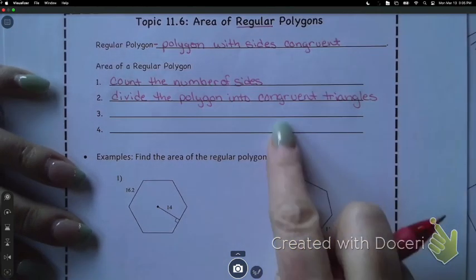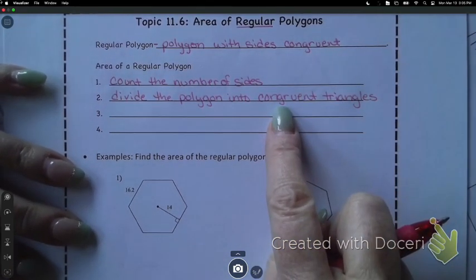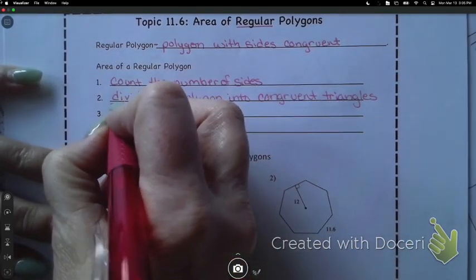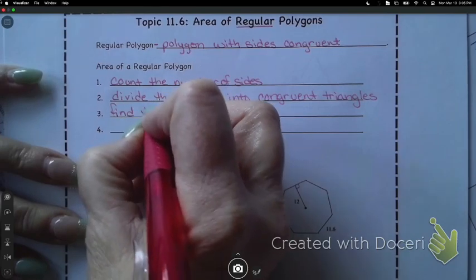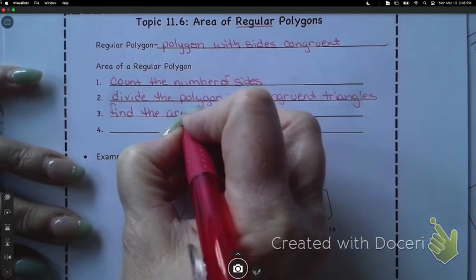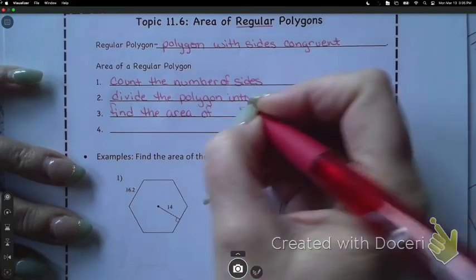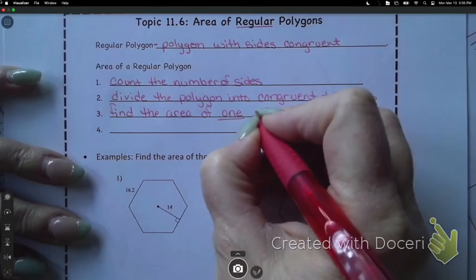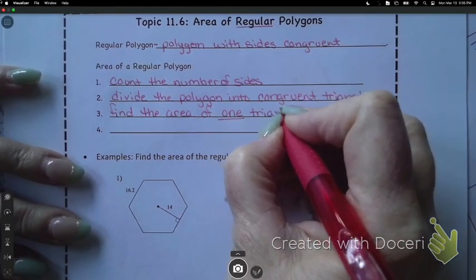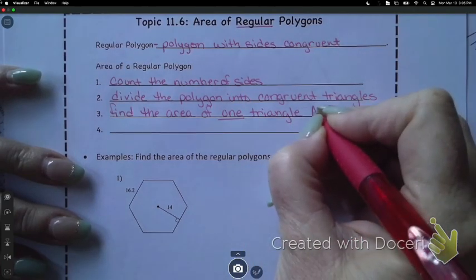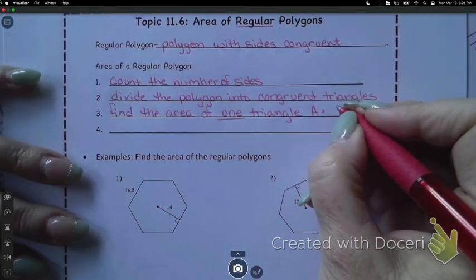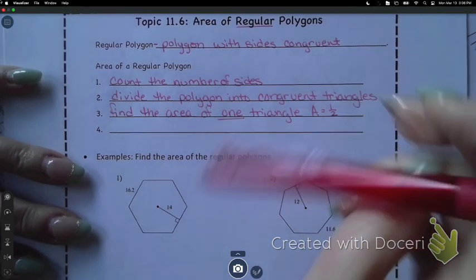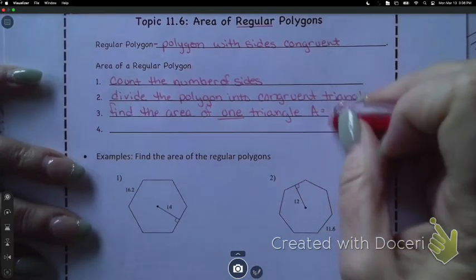Okay, so what does congruent mean? Same. They're all the same, right? Step 3, find the area of one triangle. And what is the area of a triangle? One half of something. One half base times height. Yep, base times height.